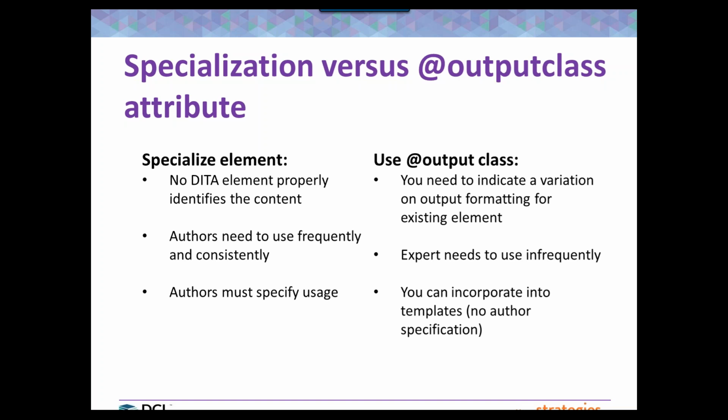Or you can actually include it in your templates, which means that the authors don't have to worry about it. So for instance, if you say, oh, we have these types of lists, this type of list only occurs in reference topics. In our reference topic template, we will have a definition list with an output class of reference list. And the authors never have to type it. We get all the value of the additional semantic identification with none of the effort of having to specialize and none of the pain subjected to the author. So that's the way I look at it.